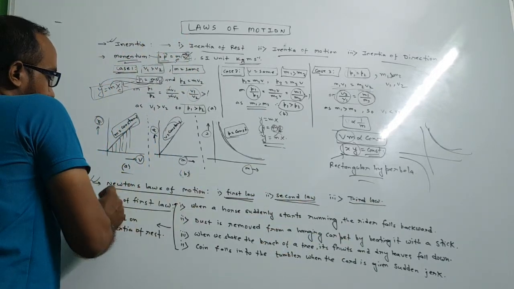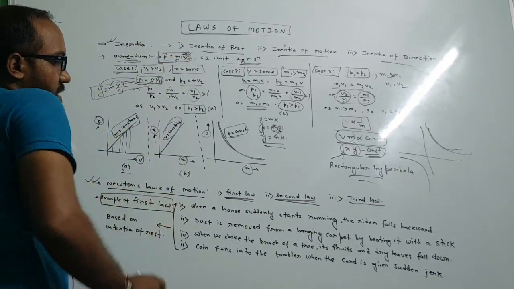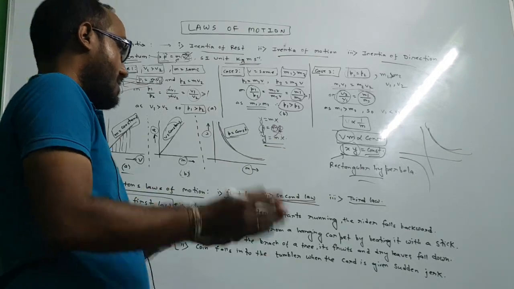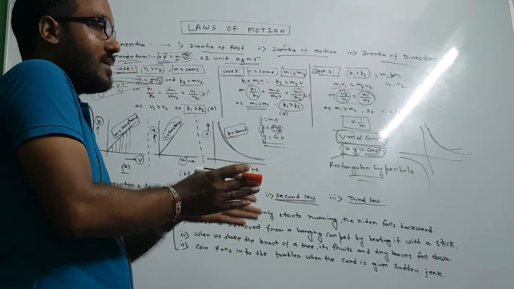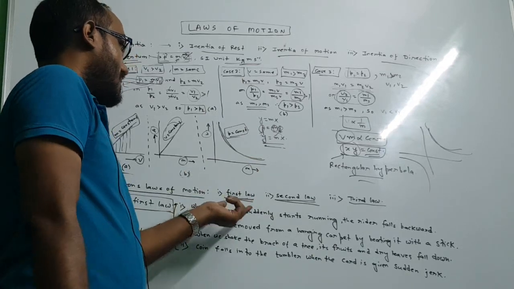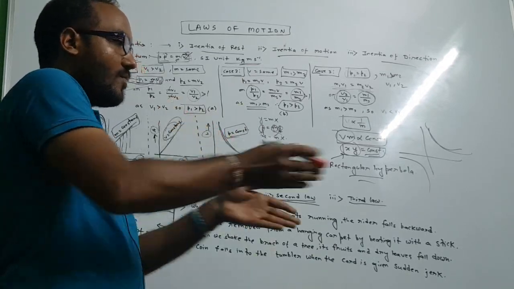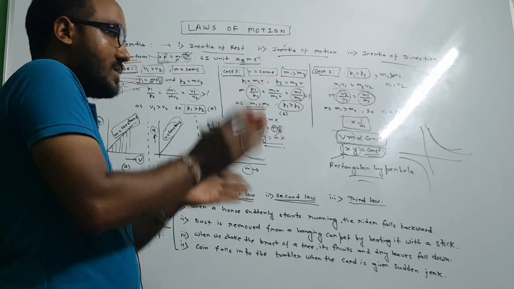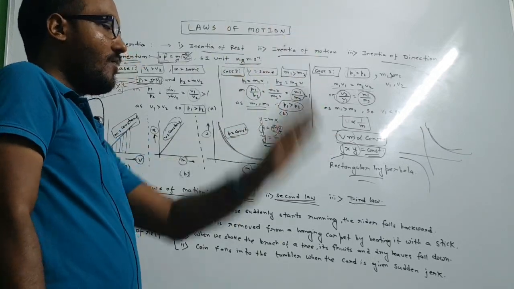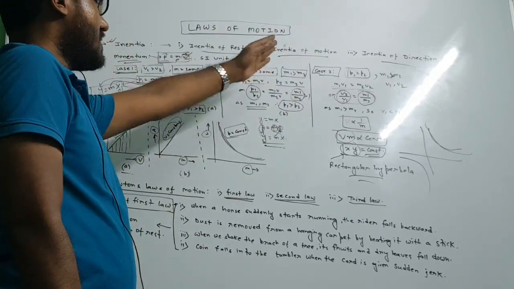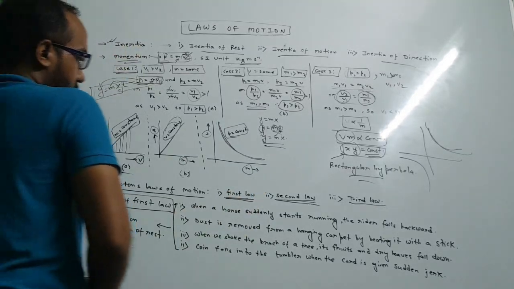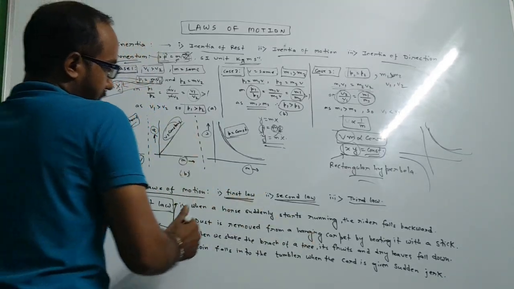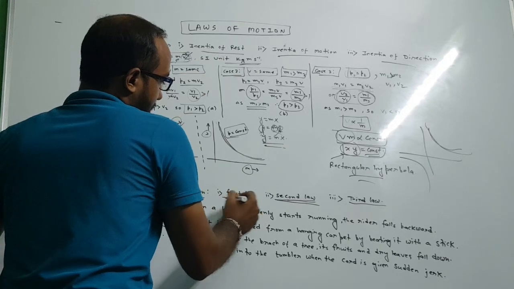Moving forward to the first law, it states that if you don't apply an external force to a rest object, the rest body will keep at rest. If you don't apply an opposing force to a moving object, the object will keep moving forward. So inertia of rest and inertia of motion are examples of the first law, and the definition is as I have told. Now what are the examples of the first law?